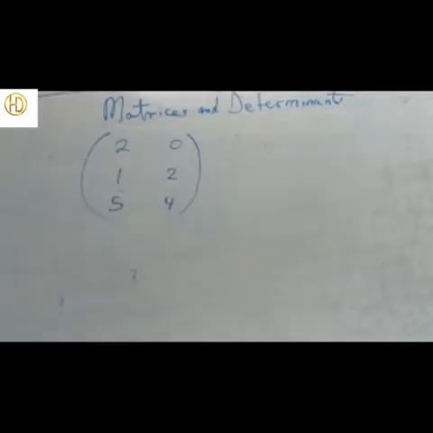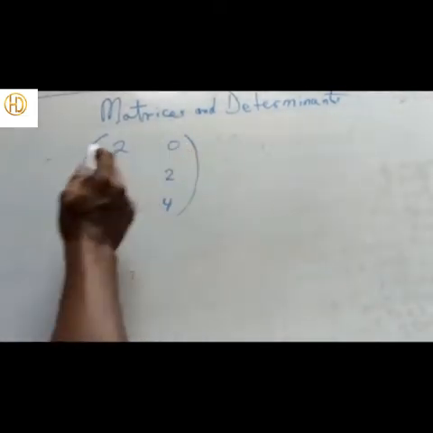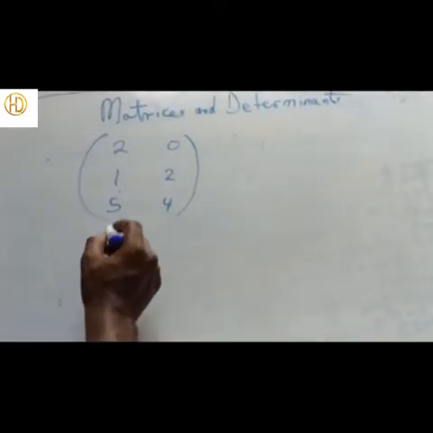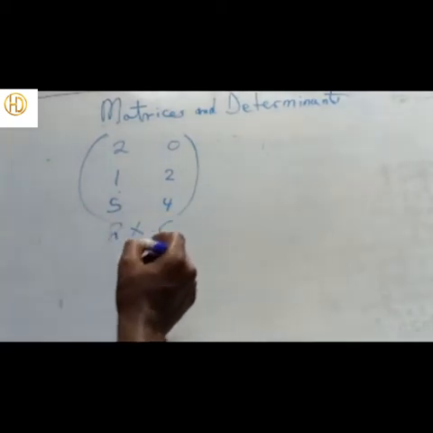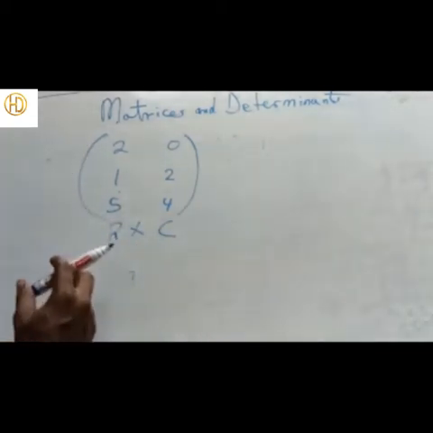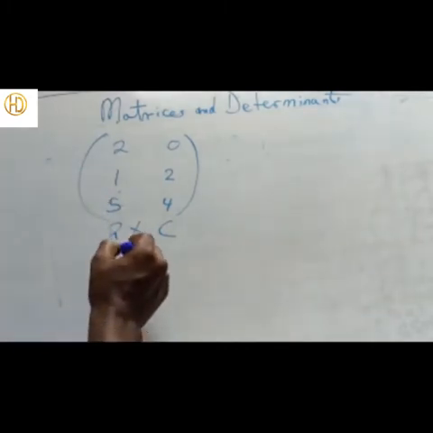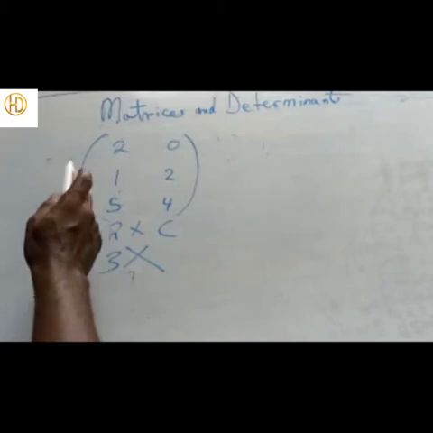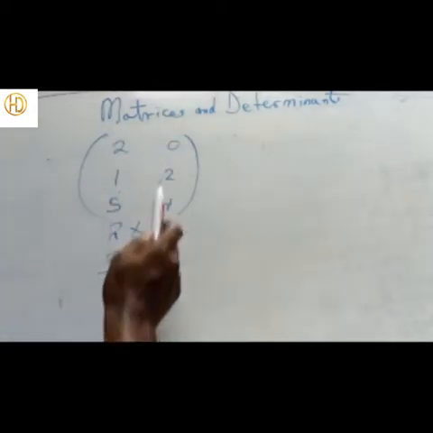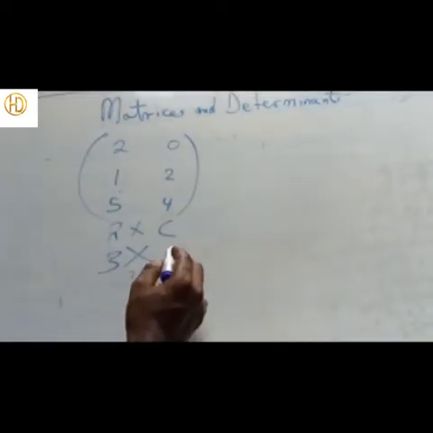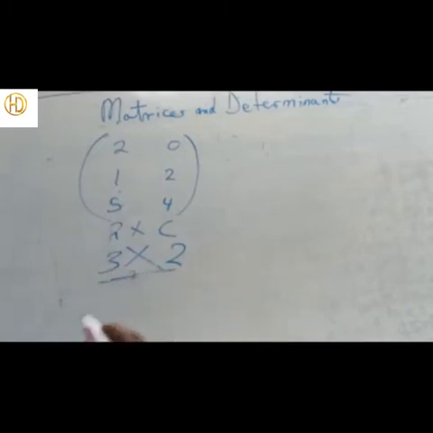What is the dimension of this matrix? Again, we have row by column. For the rows we have 1, 2, 3, then the columns we have 1, 2. This is a 3 by 2 matrix. This is how we can identify the dimension of any matrix.